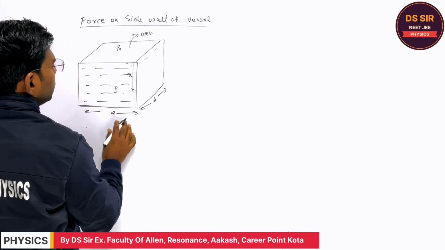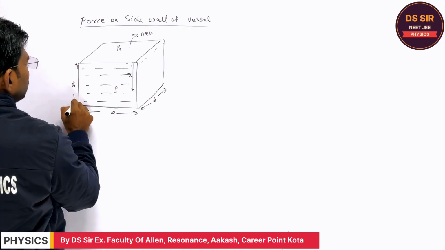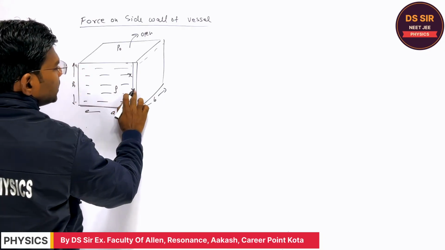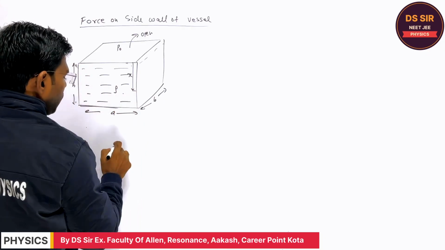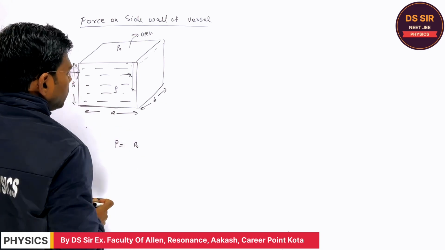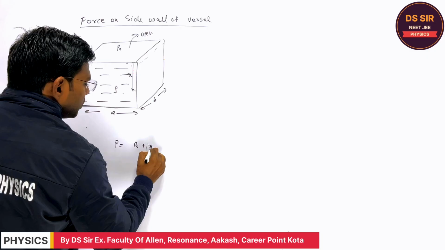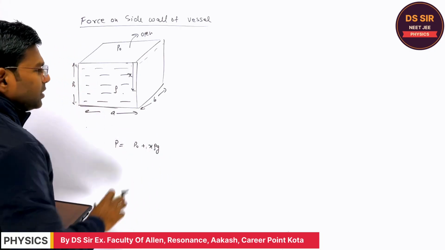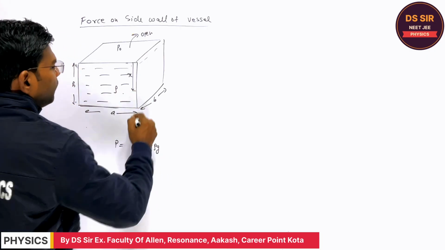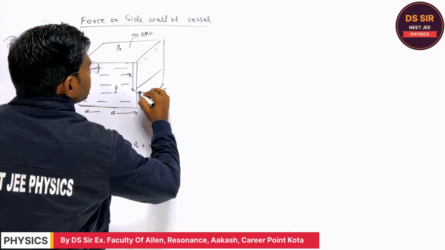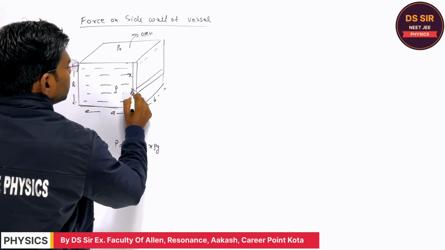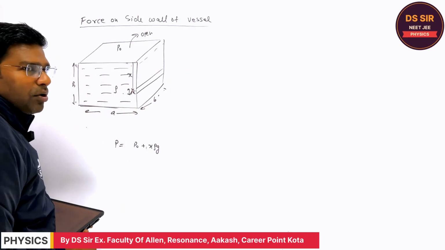Can you tell me what is the pressure? Suppose this is the height h, total height is h. What is the pressure at this point? At this point, the pressure will be P naught plus x rho g. This is the pressure at this point. If you assume a small strip of width dx, are you getting or not?